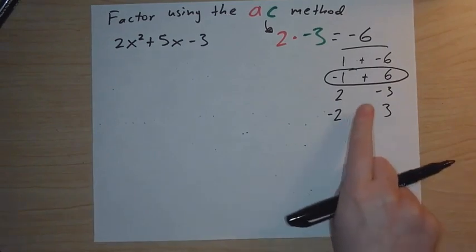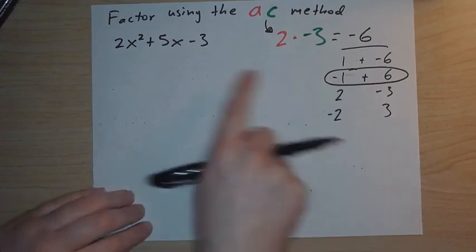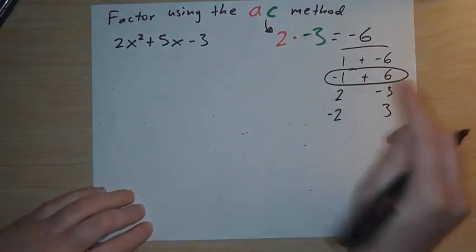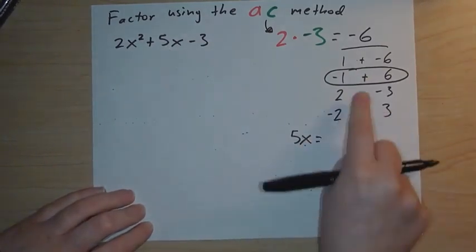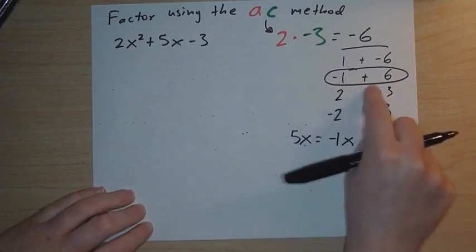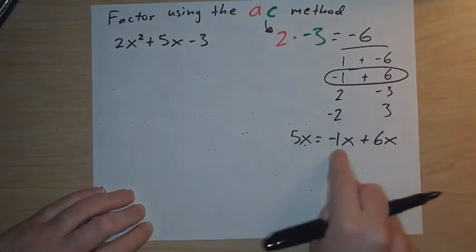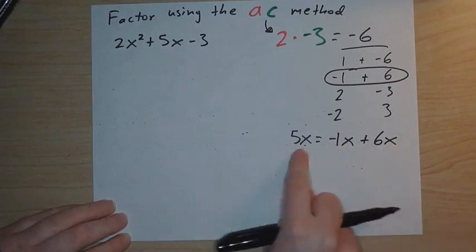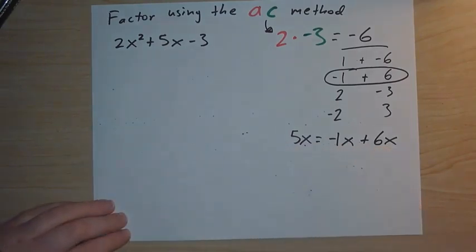Now what this tells us is not how it's going to be factored, but it tells us how we're going to split up this 5x. So what this means is we can split up 5x into this pattern right here, where it's negative 1x plus 6x. And we're going to rewrite this polynomial. Instead of using 5x, we're going to use negative 1x plus 6x.